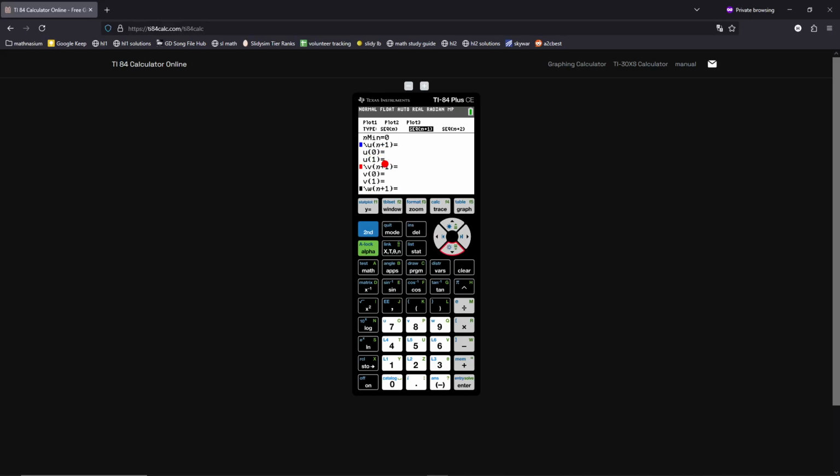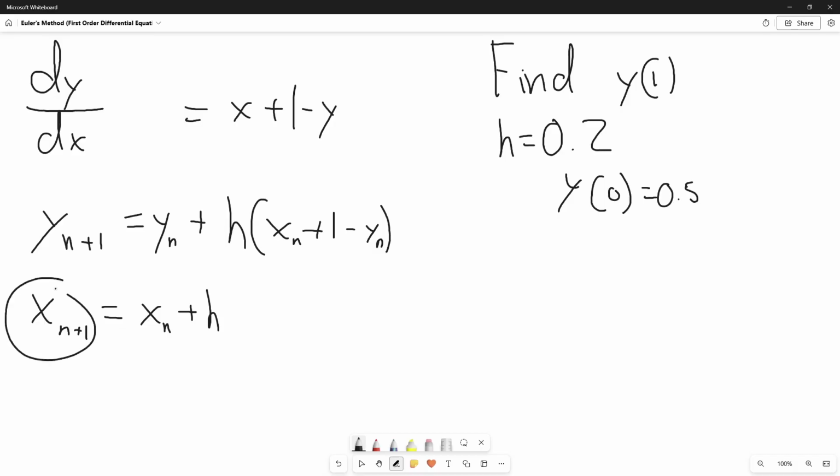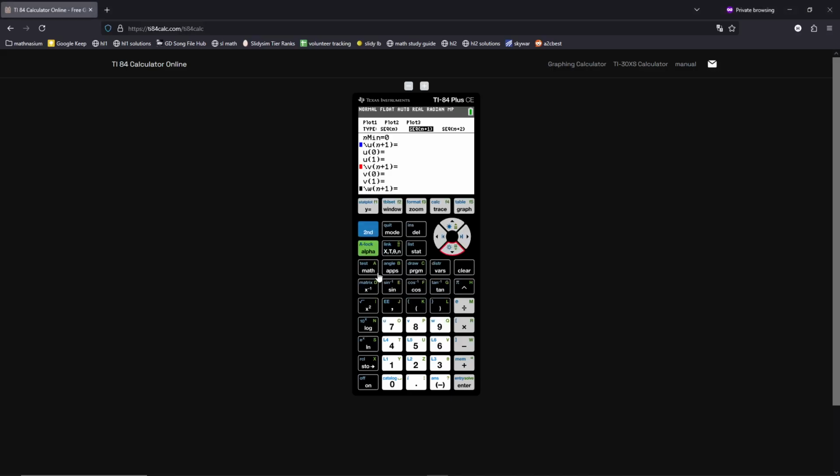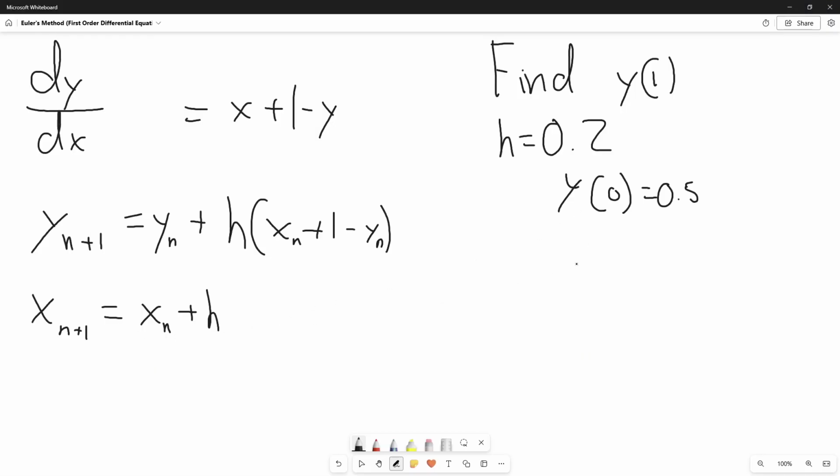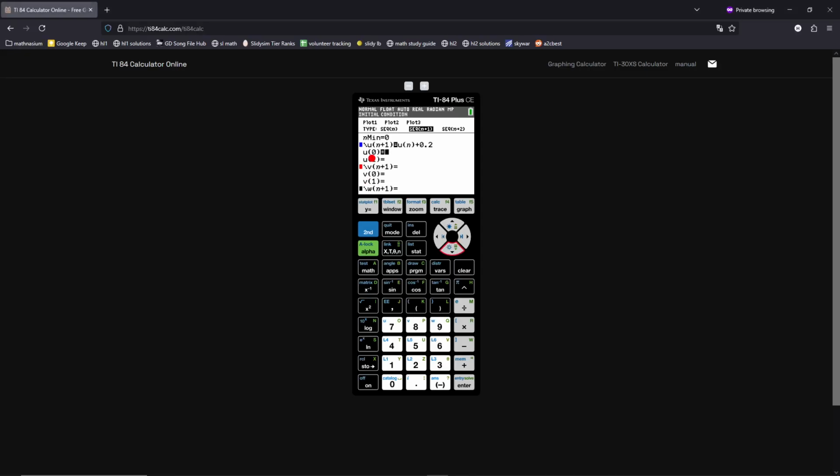And we're going to have u of n plus 1 be equal to x and v of n plus 1 equal to y. So we can use this formula x of n plus 1 equals x of n plus h. So to get u of n, you press second and then 7 to get the u here. And then you have to have your n, so parentheses, and then you can click this X,T,theta,n to get the n, plus 0.2 because that's our step size. And then your initial x value is 0, so you have u of 0 is equal to 0. u of 0 is just your initial value for x.